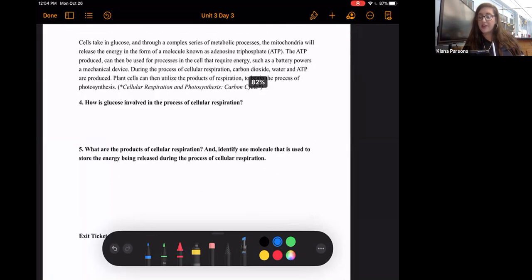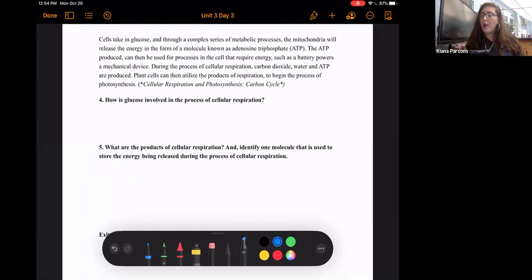All right, so cells take in glucose, and through a complex series of metabolic processes, the mitochondria will release the energy in the form of a molecule known as adenosine triphosphate. The ATP produced can then be used for the processes in the cell that require energy, such as a battery powers a mechanical device. So that's the powerhouse of the cell. ATP. And we know that's energy.